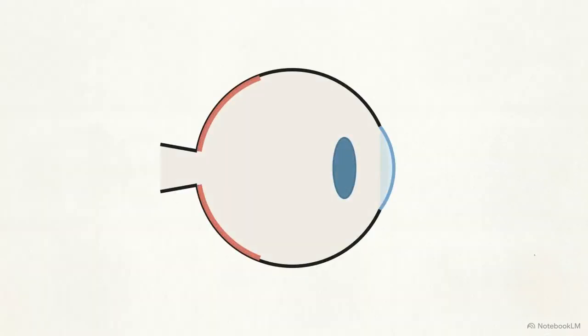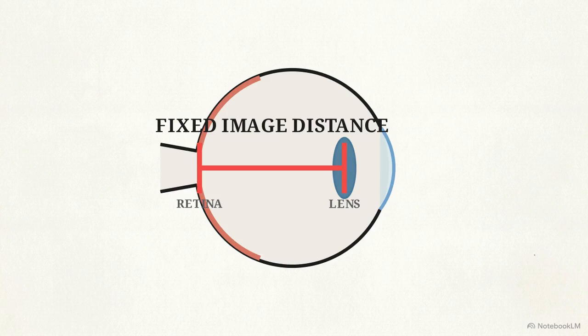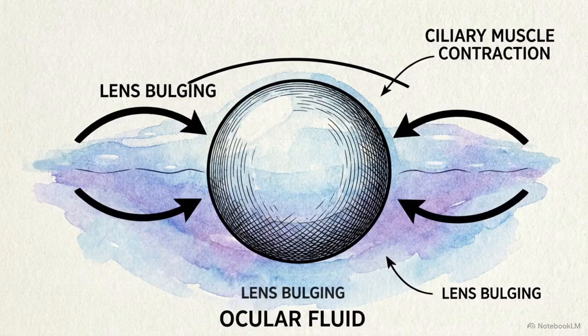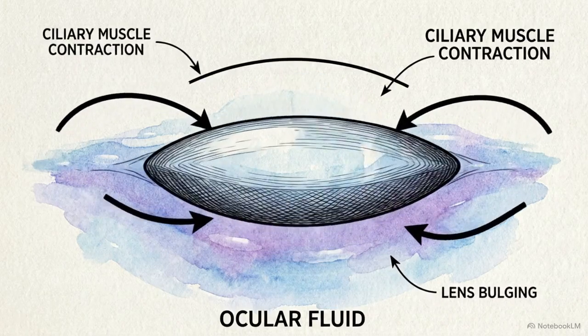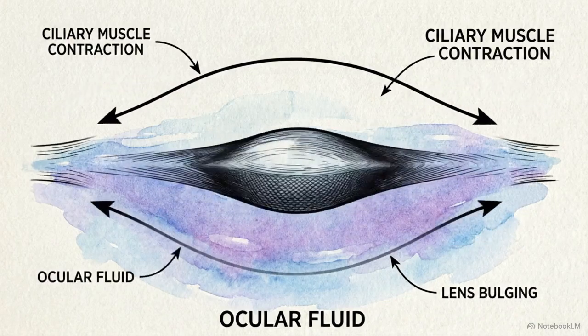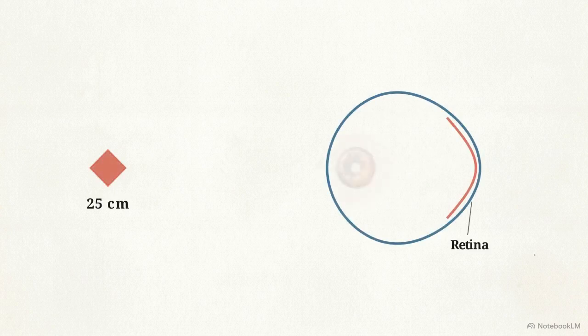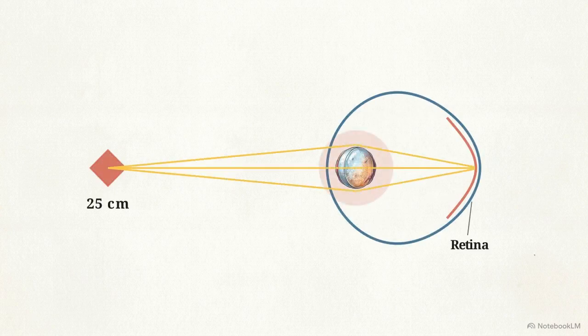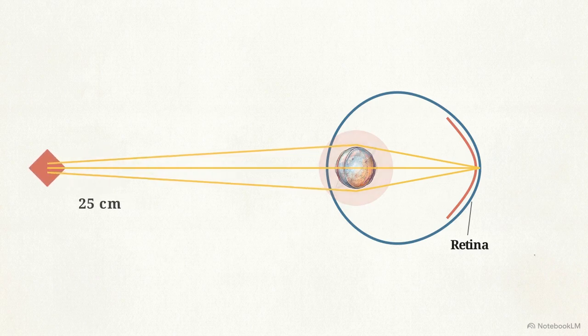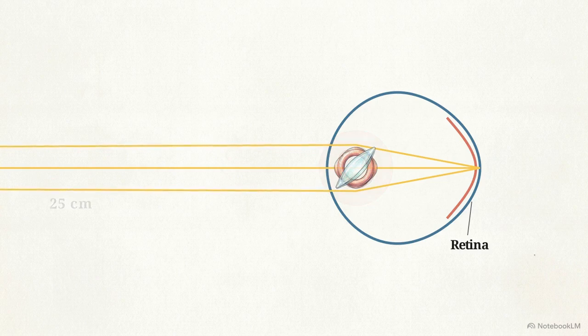The physical distance from the lens to the retina is completely fixed. Because the image distance cannot change, the focal length of the lens must physically alter to keep objects of varying distances in focus. To focus on a near object, the ciliary muscles contract. This allows the elastic lens to bulge and thicken, increasing its converging power. For distant objects, the ciliary muscles relax. This pulls the lens flat, decreasing its converging power to align with parallel light rays.